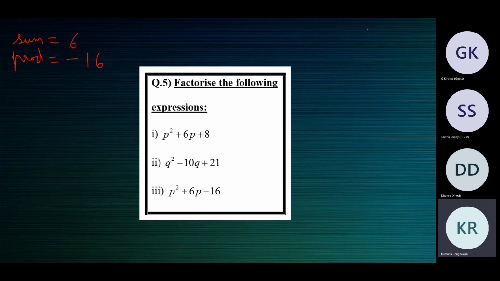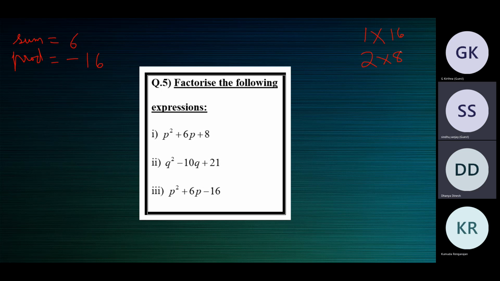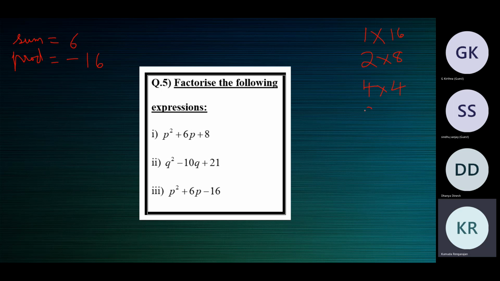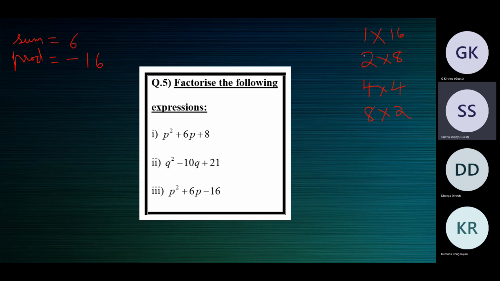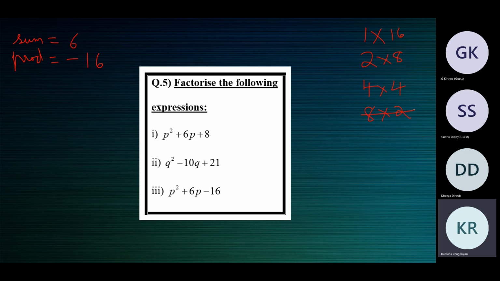What are the possible ways to get product 16? 1 into 16, 2 into 8, 4 into 4, ma'am. And 8 into 2, 2 into 2, ma'am. Now, why do we stop here? Is it repeated after this, ma'am? 2 into 8, 8 into 2.